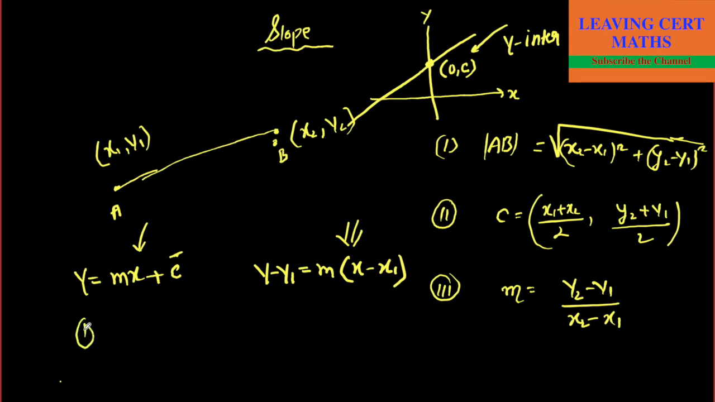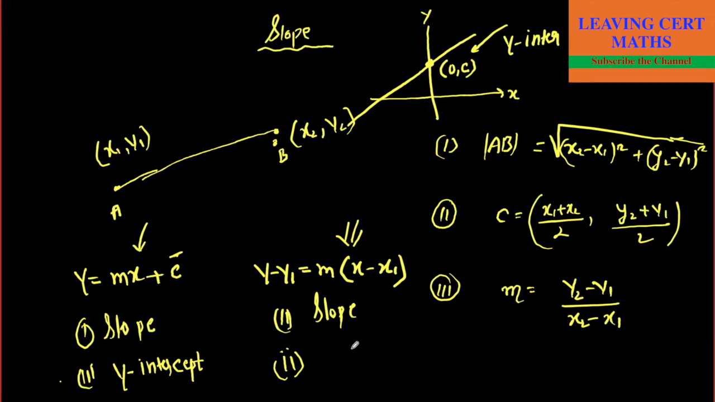So if you know the slope, and the second thing is the y-intercept, you can use this formula. And if you want to use this other formula, you should know first the slope, which is universal, and second, you need a point.